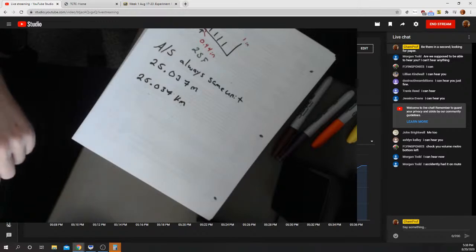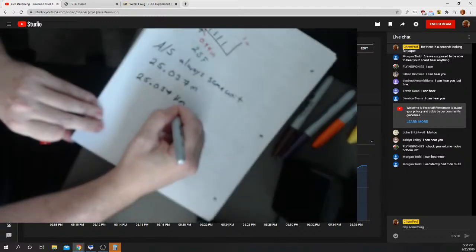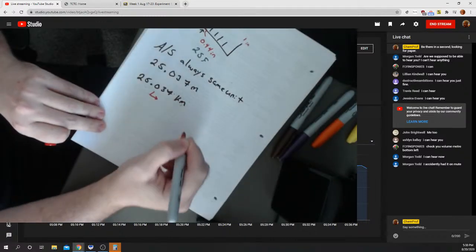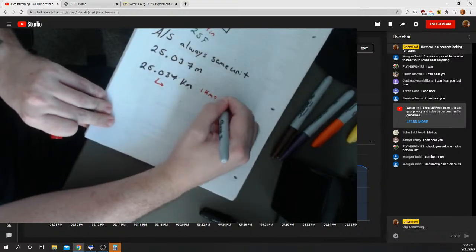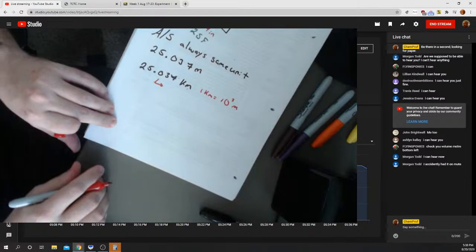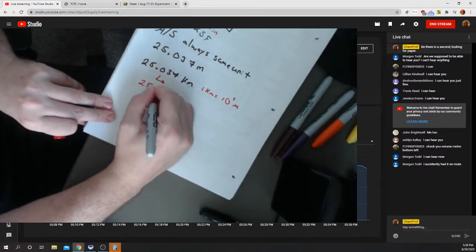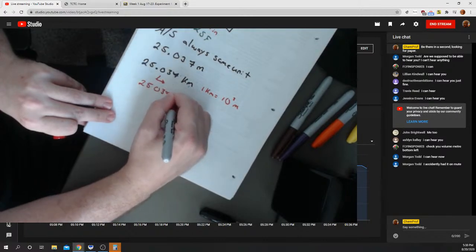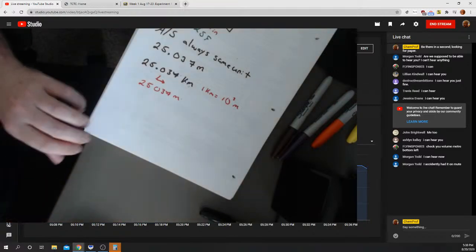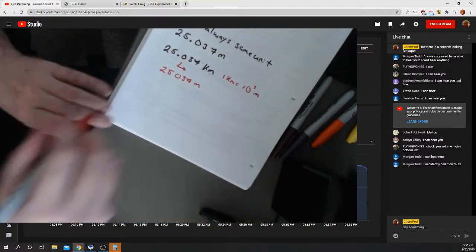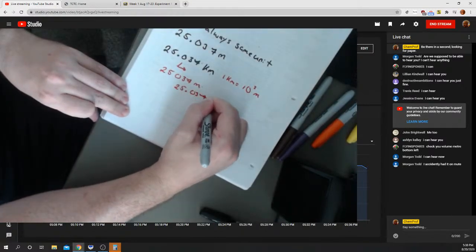So before we can add these together to find out how far it is from my door to the school, we have to get these in the same units. Okay? So let's go ahead and convert this from kilometers to meters. 1 kilometer equals 10 to the third meters. So we're going to a smaller unit, the number is going to get bigger. So it is 25,037 meters. So now we add 25,037 meters to 25.037 meters.